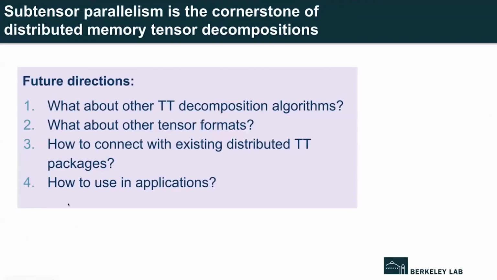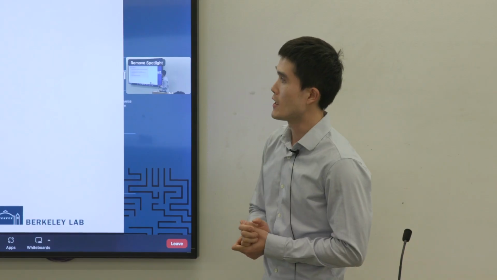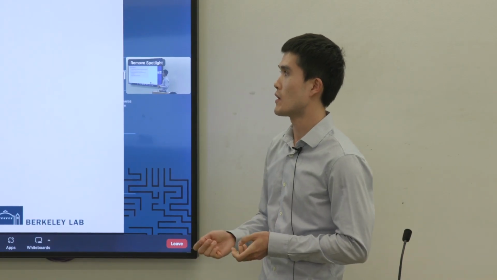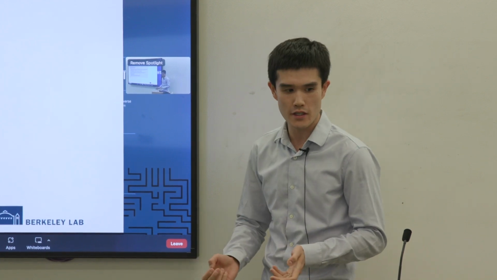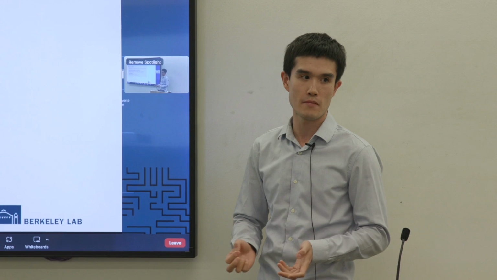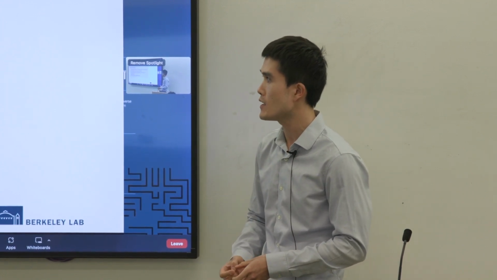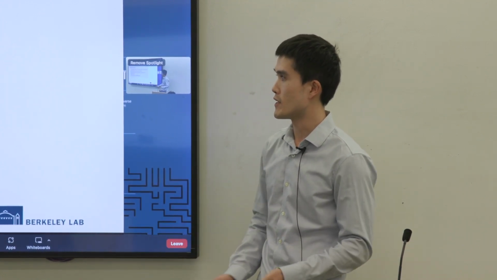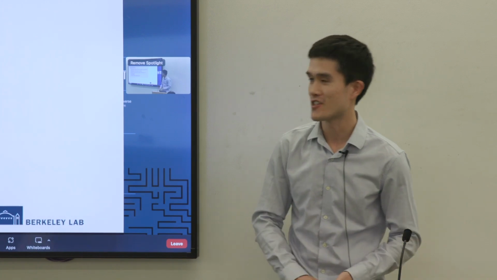So I'm going to talk about some future directions. I introduced two algorithms for parallel distributed memory TT decomposition. This leaves us wondering, can we extend to more algorithms in terms of the TT decomposition? And also, what about some other tensor formats people like to use, like Tucker or CP? And how to relate with existing packages and applications.